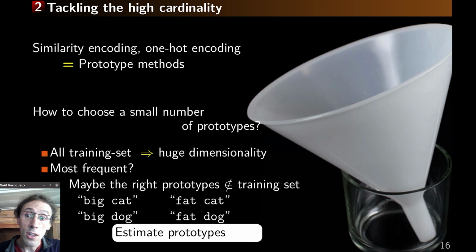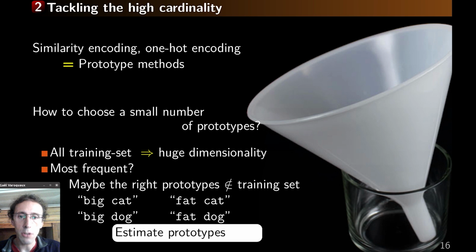We can take the complete training set, which is what we've been doing so far. This will lead to huge dimensionality. We can take the most frequent categories, but you can easily see how this might go wrong.